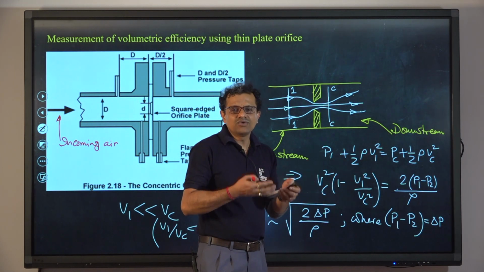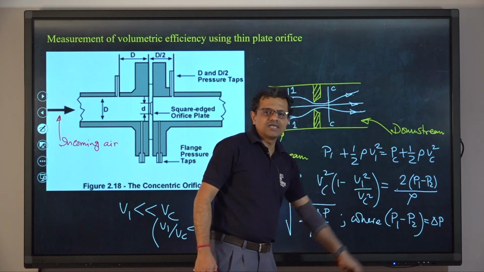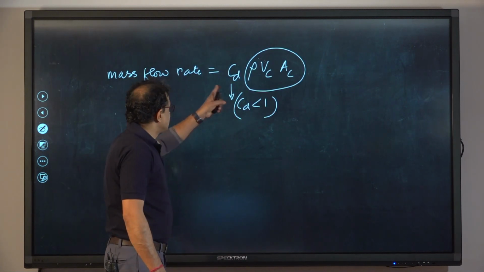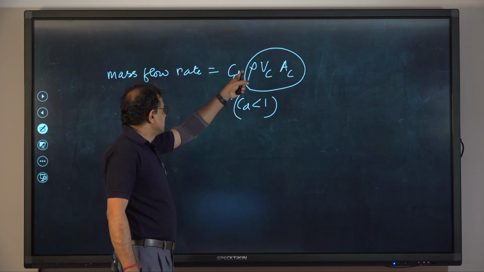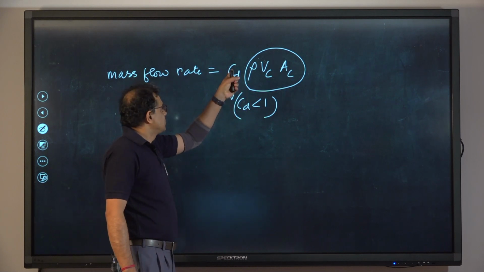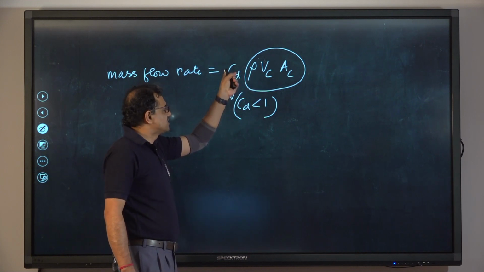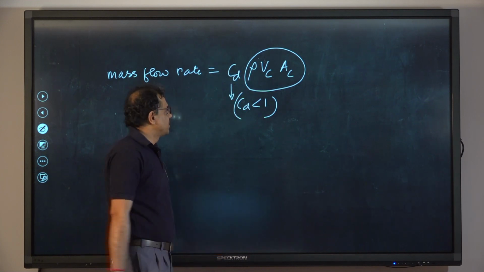So if we need to take that into account, the actual pressure drop should be even higher, and then the velocity should be less, and this mass flow rate should be less, and to consider that this quantity is multiplied with CD, which is less than 1. So that is the mass flow rate.